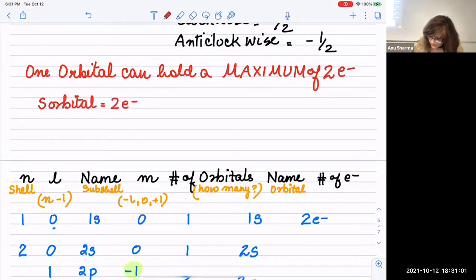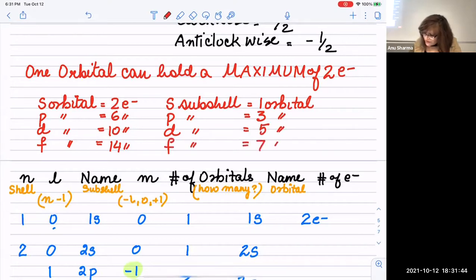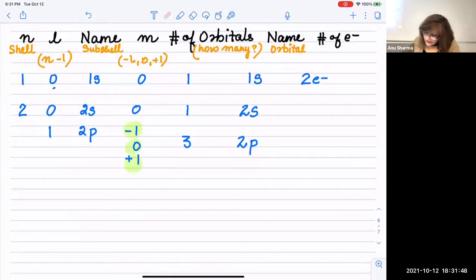So with that said, s orbital will hold 2 electrons, p orbital holds 6 electrons, d orbital holds 10 electrons, and f orbital holds 14 electrons. The s subshell has 1 orbital. The p subshell has 3 orbitals. The d subshell has 5 orbitals. And the f subshell has 7 orbitals. So s can hold a maximum of 2 electrons, p can hold a maximum of 6 electrons. Mathematically, he proved that. Then comes, if n is equal to 3, what's the value of L?